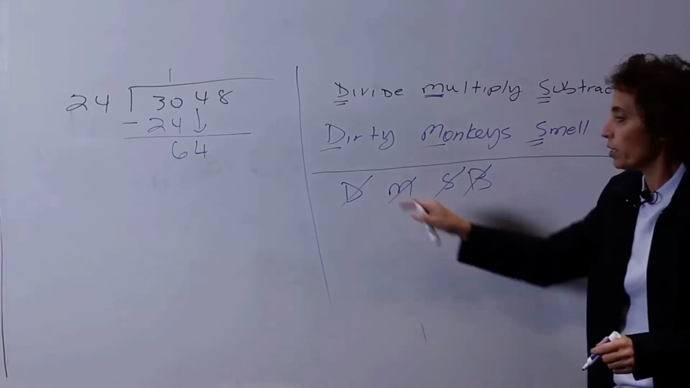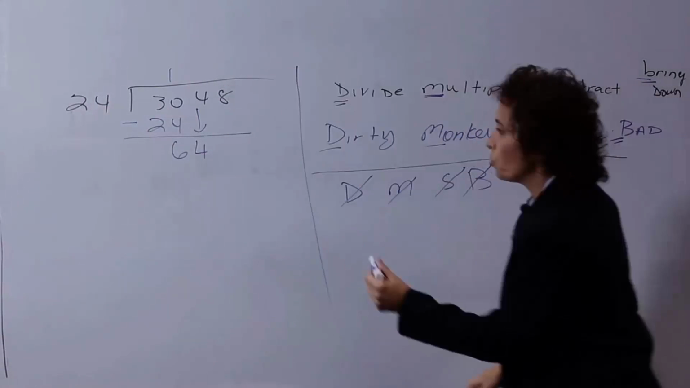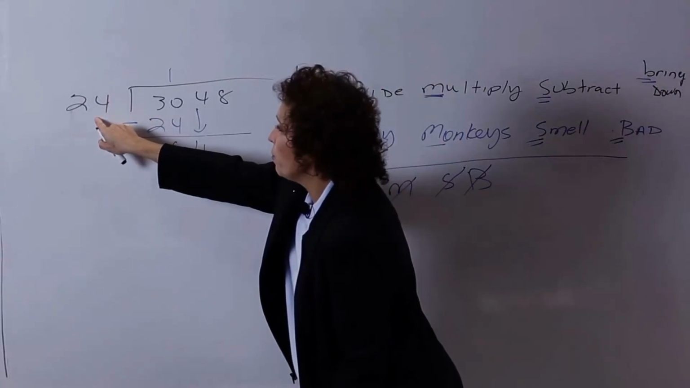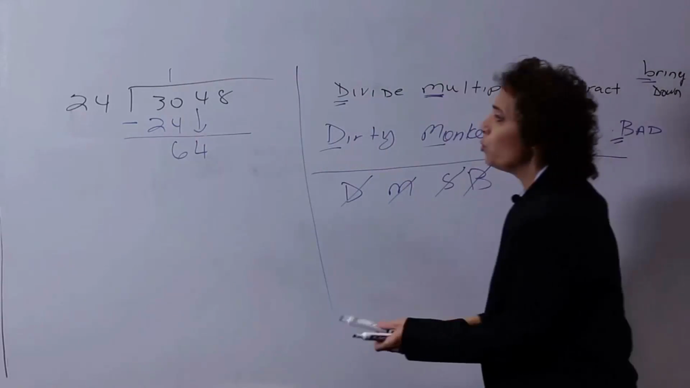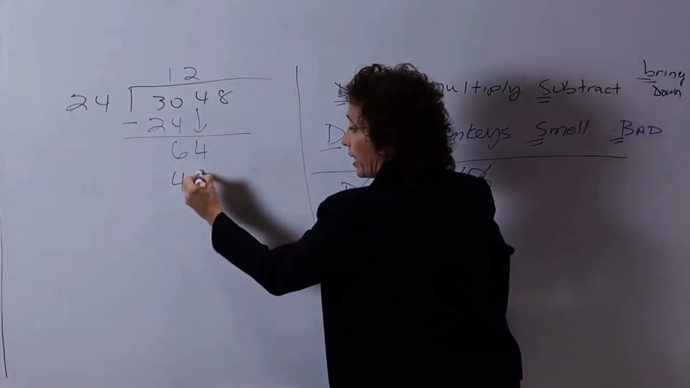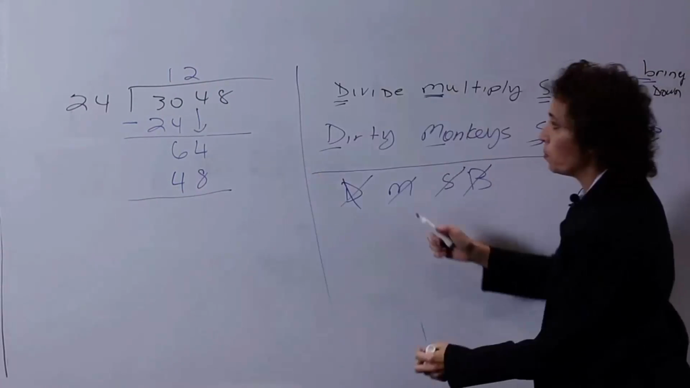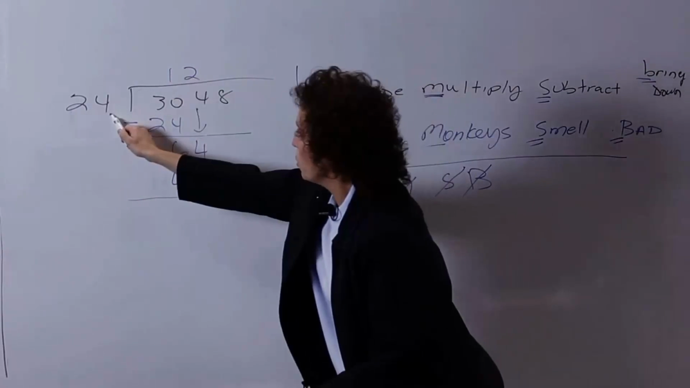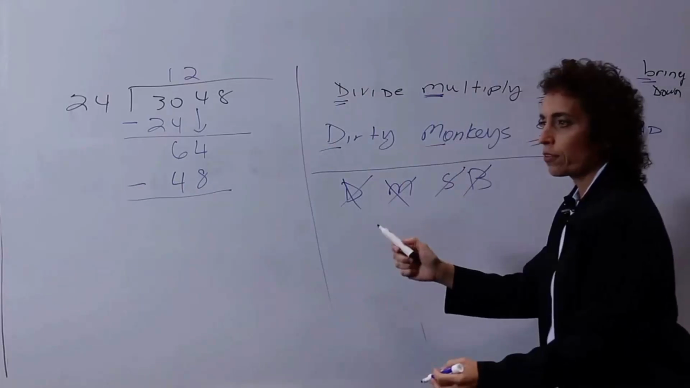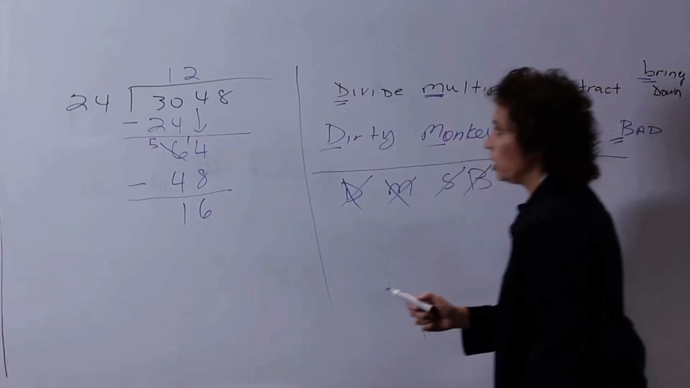So we go back to dirty, or divide. So now we're going to divide again. 64 divided by 24. Well, if you think about it, 24 times 3 will be too big. So let's do 24 times 2, which is 48. And again, you might have to do some work on the side to divide. So we just multiplied, because 2 times 24 is 48. Now we're going to subtract. We're going to have to borrow. We get 16.